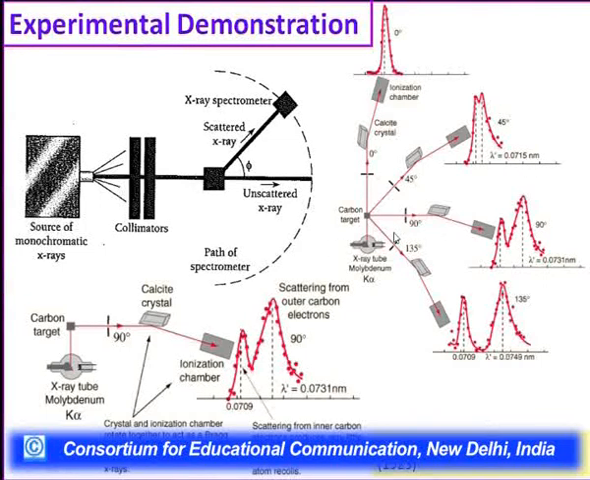Then when the apparatus is put at 90 degrees, the value of lambda dash is 0.0731 nanometer. And at 135 degrees, two curves are recorded, one at 0.0709 and the second at 0.0749 nanometer. This is the experimental setup of the Compton effect. Now, on the basis of the Compton effect, let us try an example.